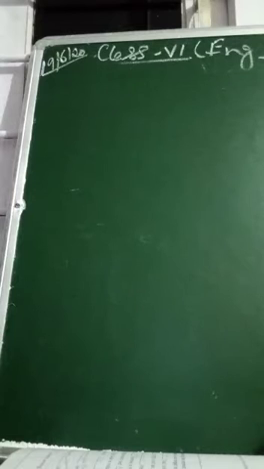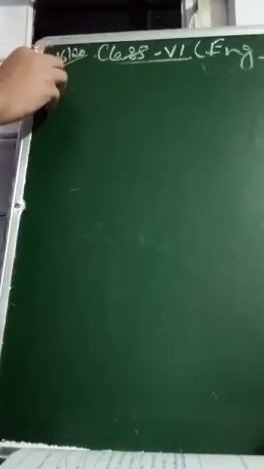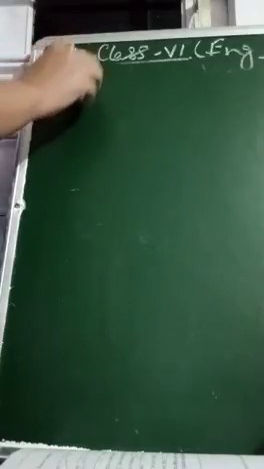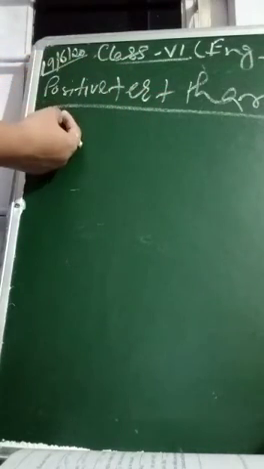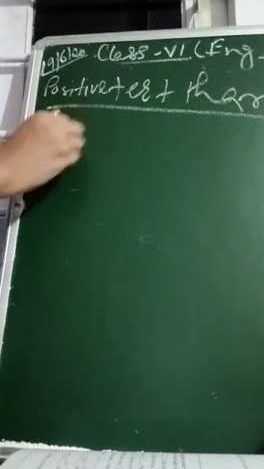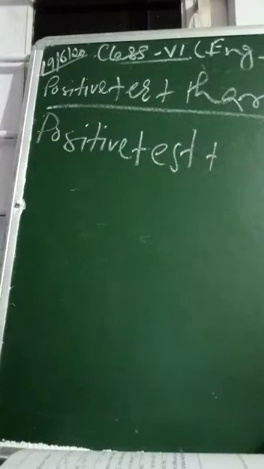Then how do we compare? With the positive degree adjective, we add er and then we add than. When we add this, we change the positive degree into a comparative degree, all right? And when it comes to superlative, we add est to the positive, and it becomes a superlative degree, all right?